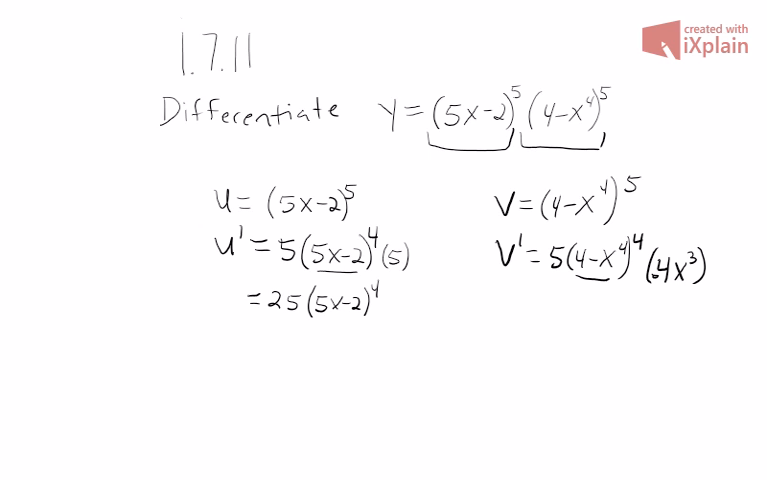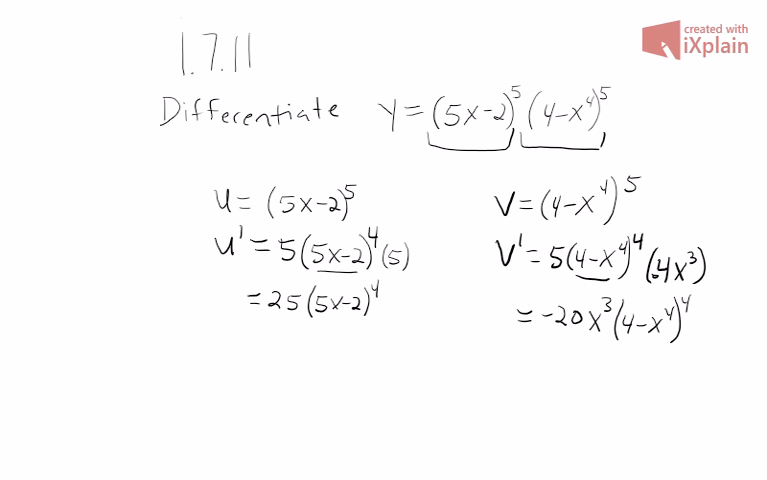Okay. So cleaning this up, I can multiply the negative 4 times the 5, which is negative 20, times x cubed. Of course, we don't need that parentheses. Let me just go ahead and omit that. Times (4 - x^4) raised to the 4th power.